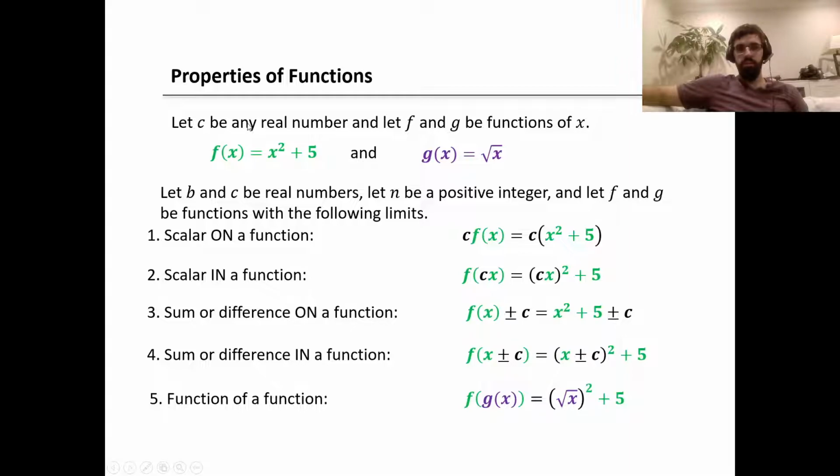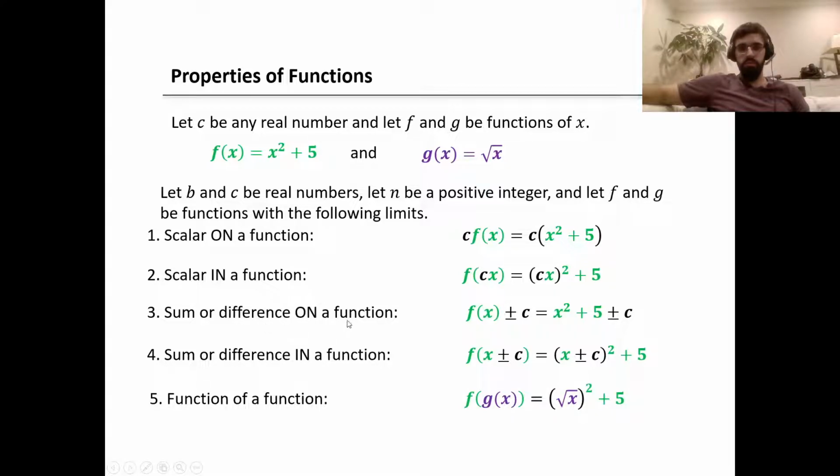If we let c be just any number, then multiplication on a function means we take the output of that function and multiply it by something. So c times f of x would be equal to c times whatever the output is. However, if we do a multiplication in a function, we're taking the input and multiplying it by c first, and then doing the rest of the operation. So f of c times x would be c times x squared plus 5.